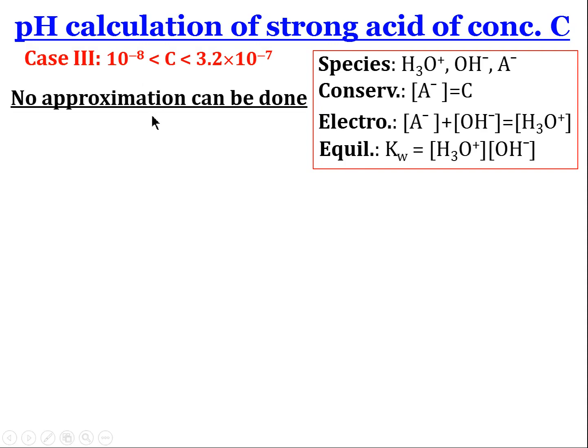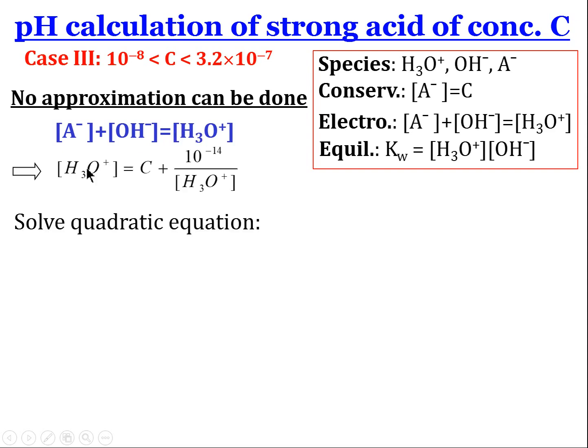In this case, we could not do any approximation. So A minus plus OH minus equal concentration of H3O plus is written this way. In case 1, we neglect OH minus with respect to A minus. In case 2, we neglect A minus with respect to OH minus. In this domain of concentrations, we could not do any approximation.